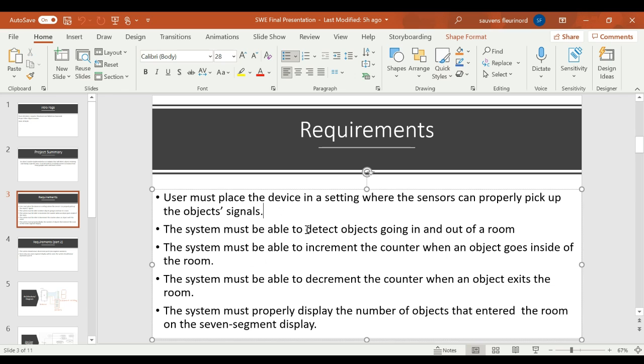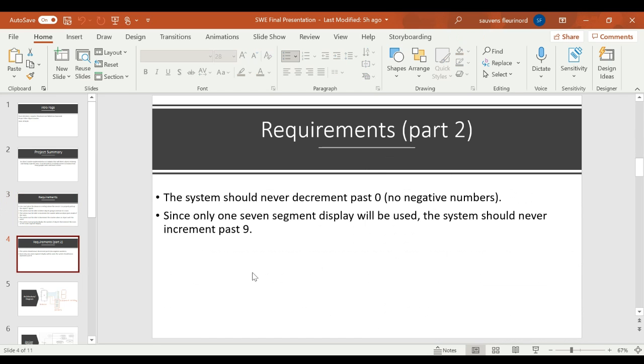The second requirement is that the system has to be able to detect objects going in and out of the room. Whenever an object goes in, the counter has to be incremented by one, and it decrements when an object exits. Different sensors take care of that. And then the number of objects or people inside the room is outputted on the 7 segment display.